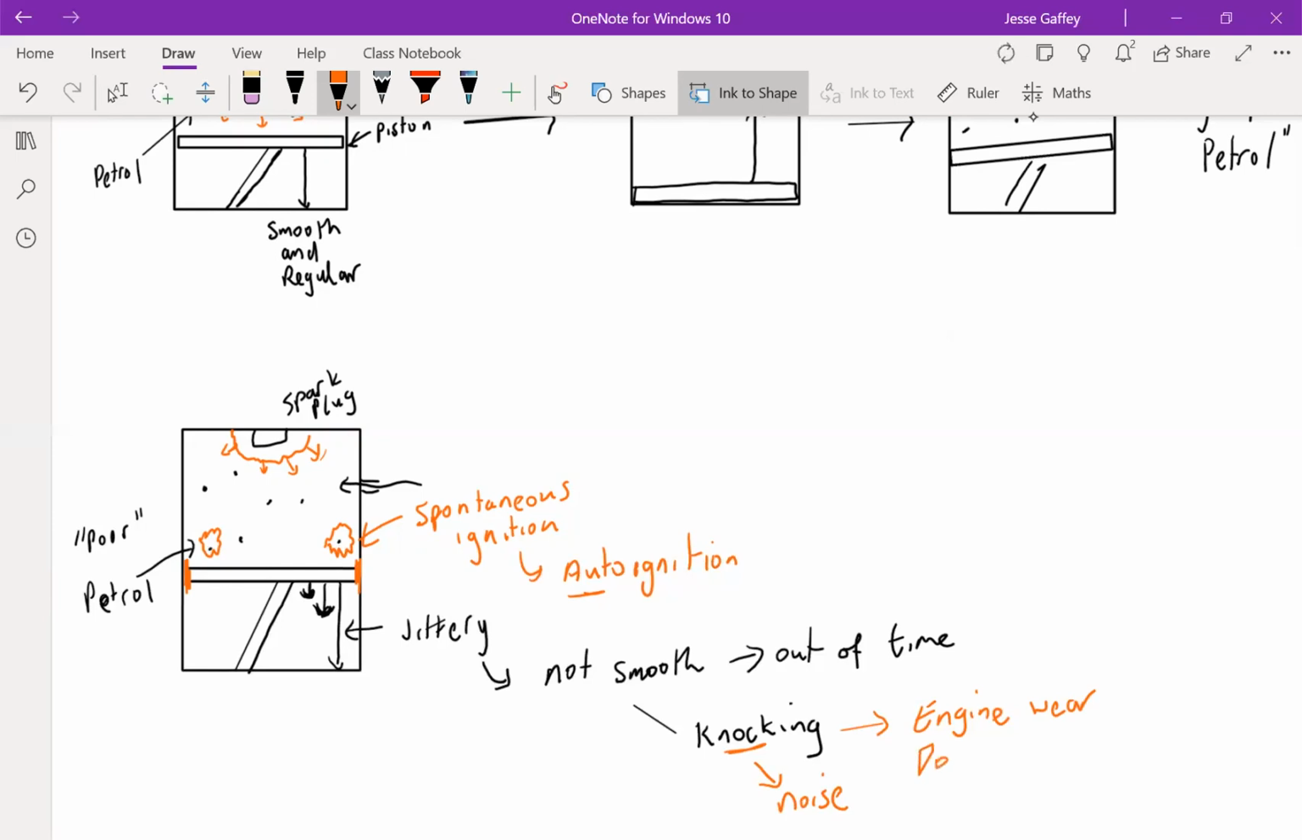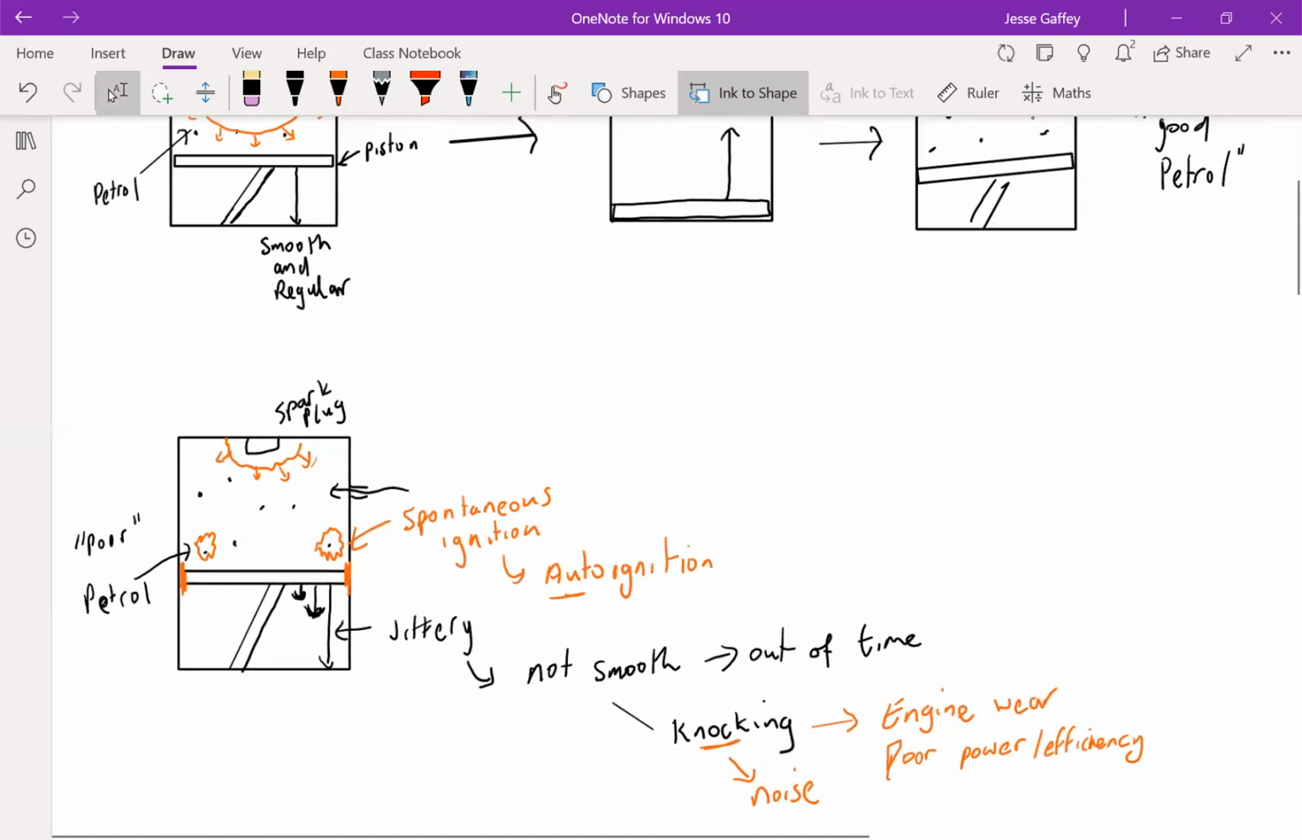It can also leave the car with poor power because, again, it's out of timing, and poor efficiency, which means that it uses a lot of petrol because it's auto-igniting. It's not behaving the way it's supposed to behave. Okay.